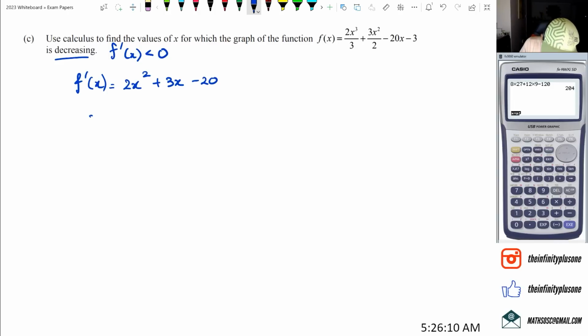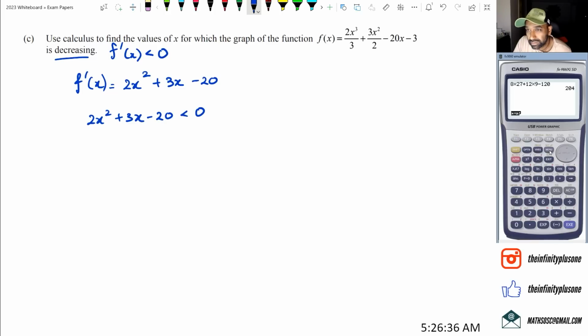Then we've actually got 2x squared plus 3x minus 20 is less than 0. Now, there's a couple of ways of doing this. The first method is obviously, if you have a graphics calculator, you can just pull out those numbers straight away and move on. But let me show you how to do it in the graphics calculator first, and then I'll show you how to do it manually as well.